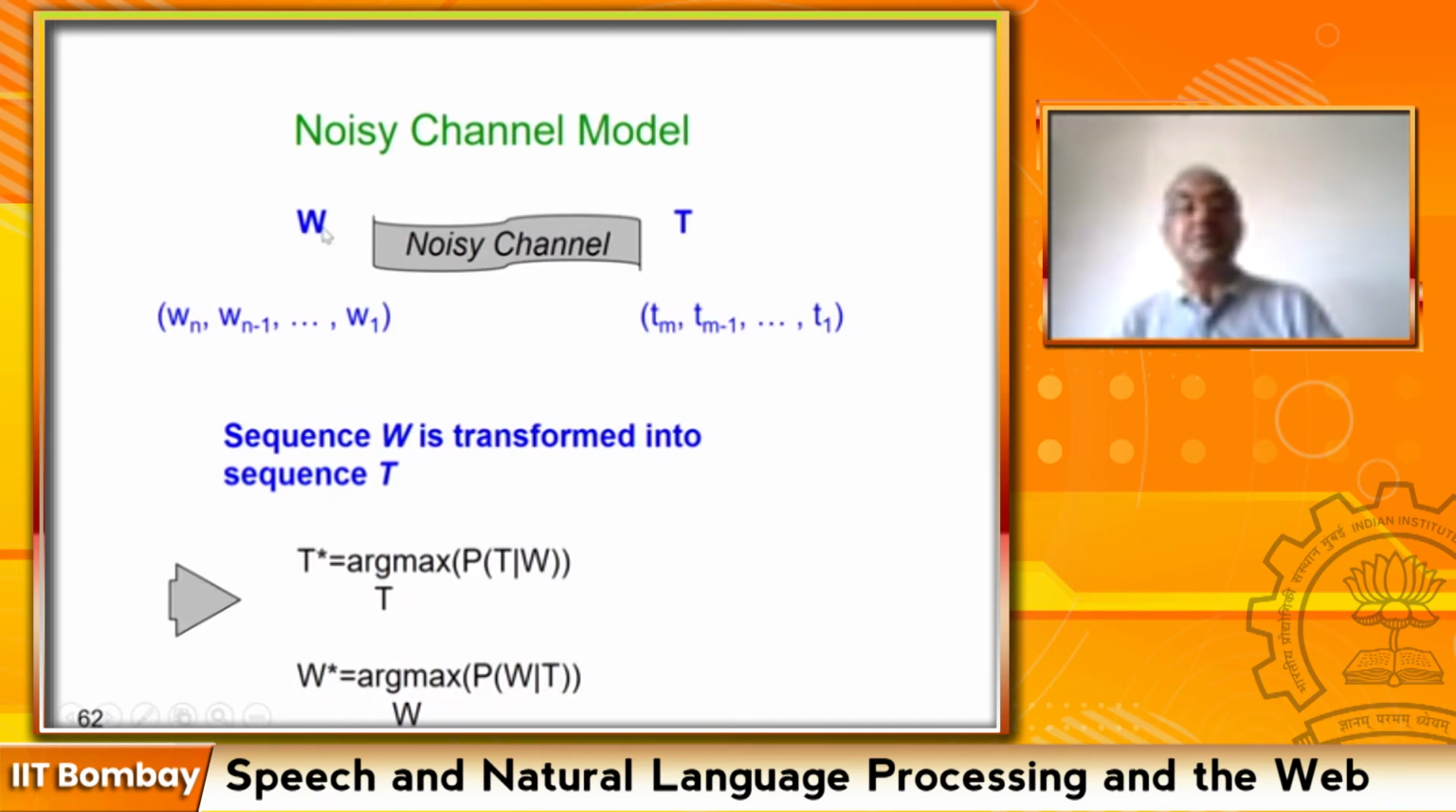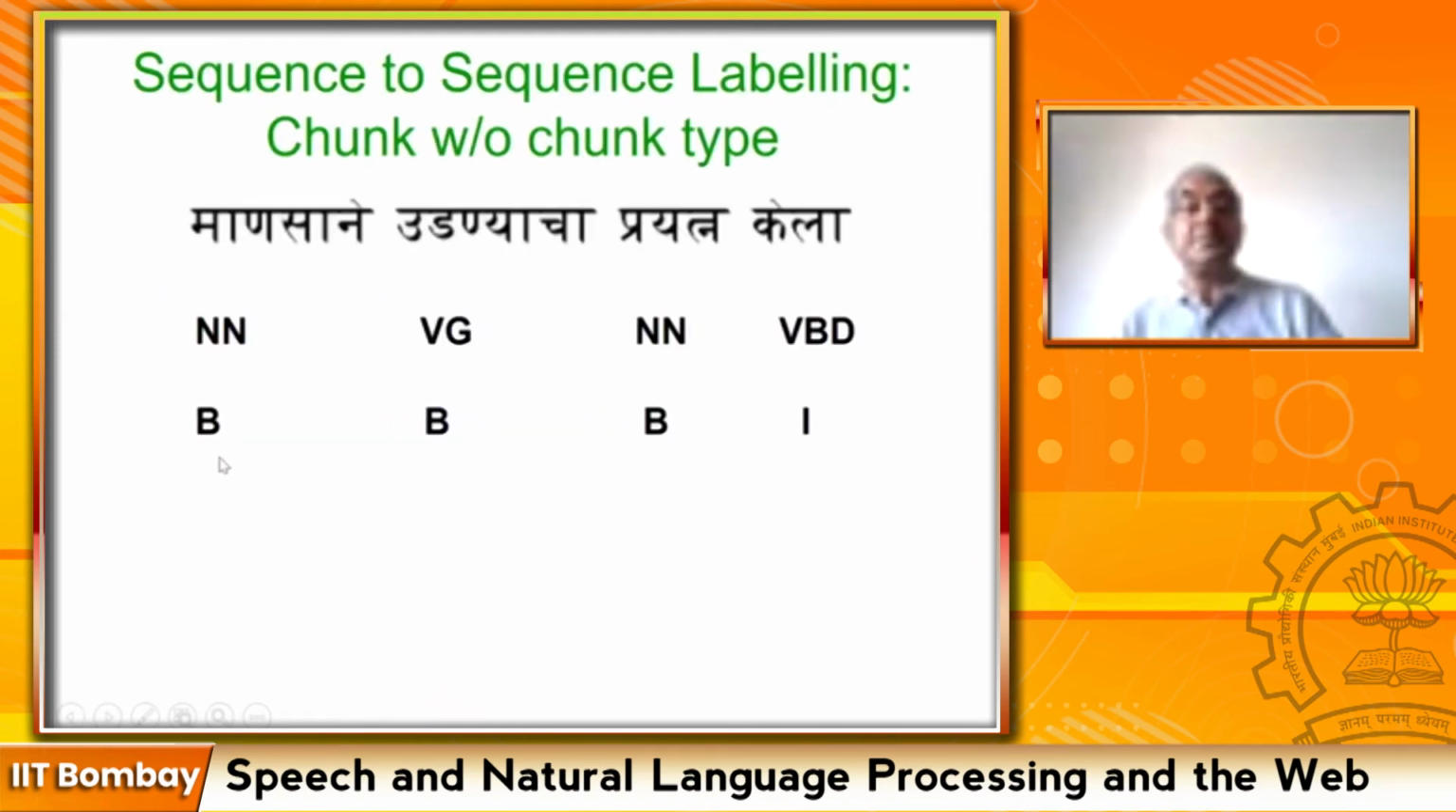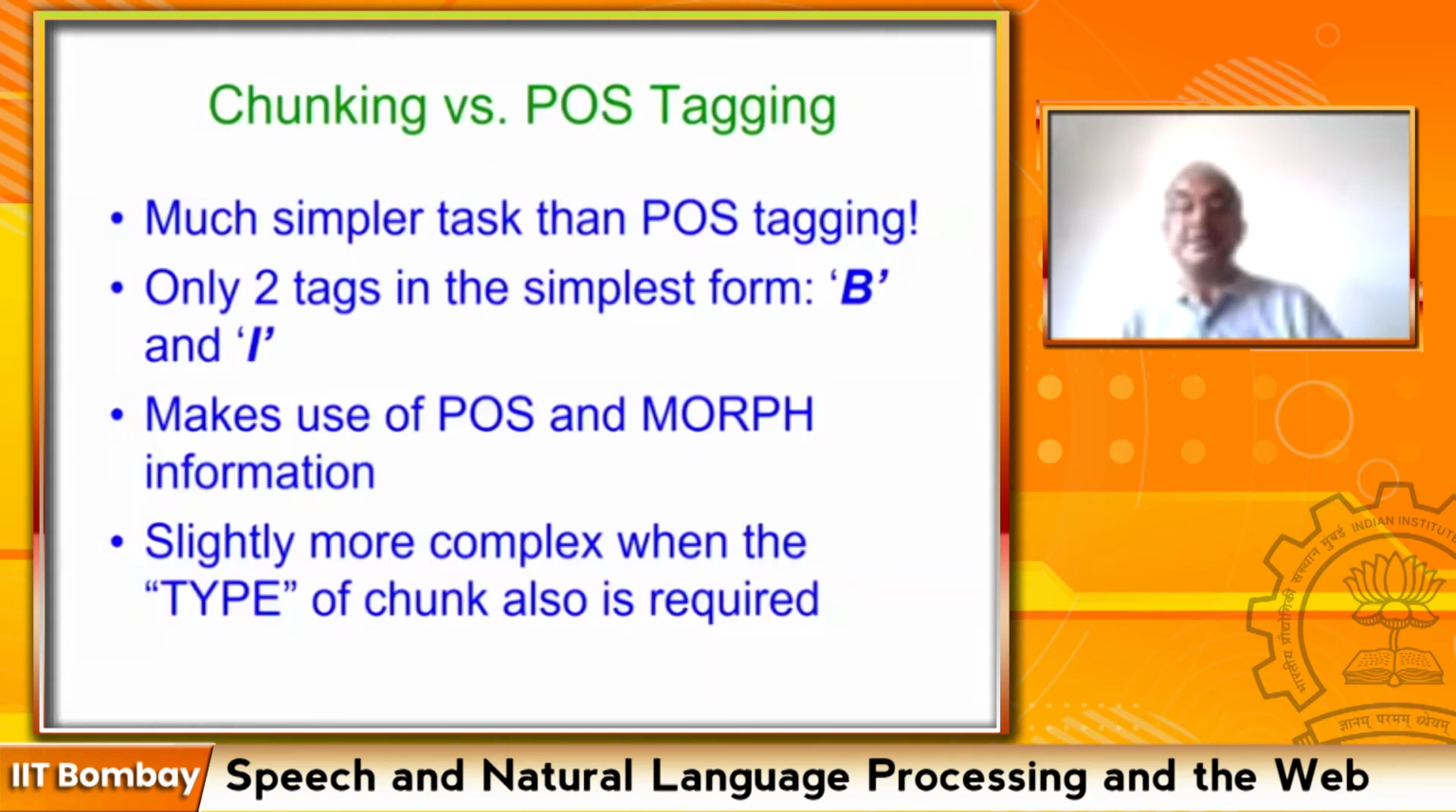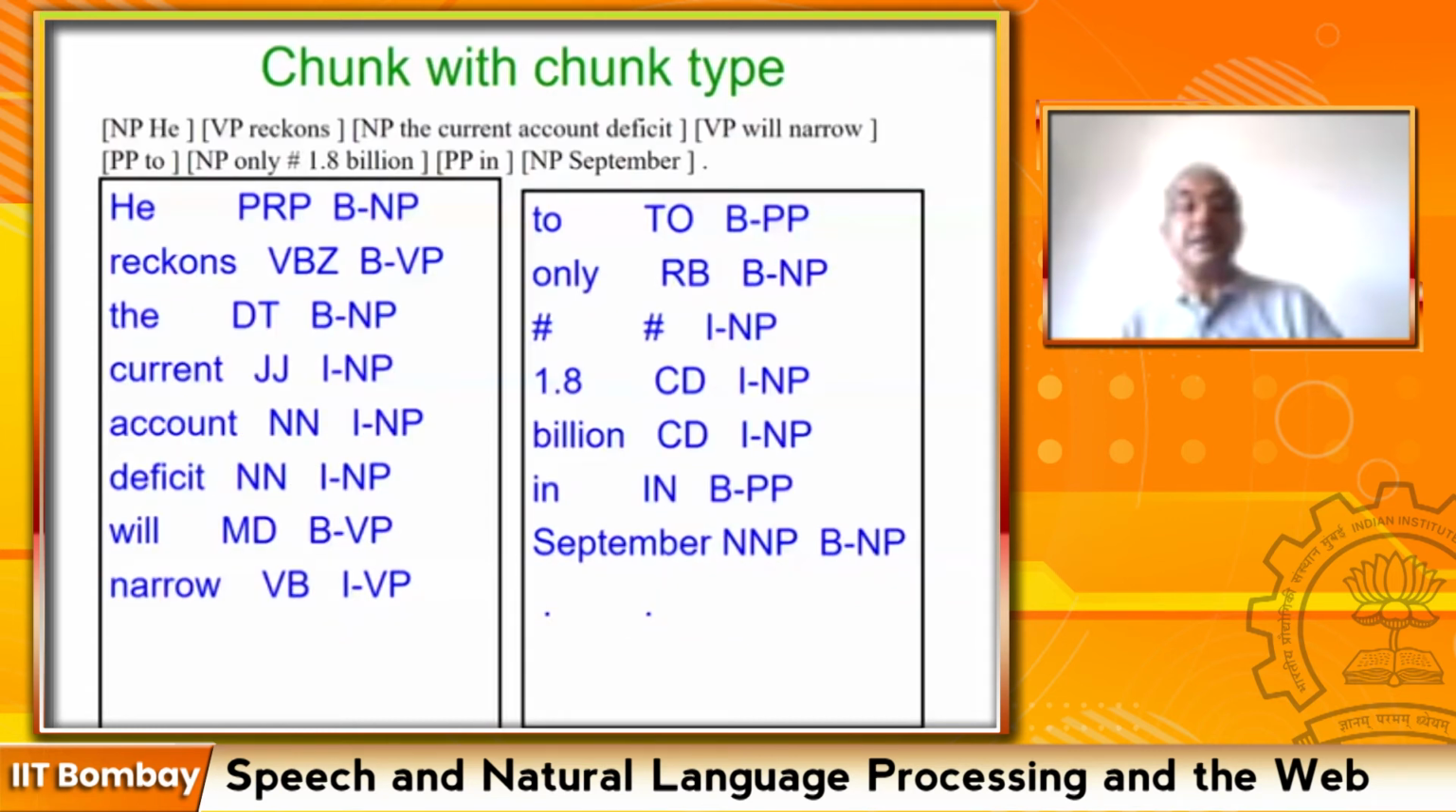So input is a string of words, output is a string of labels. In our case, the output is a string of chunk labels, and there are only two labels, B and I. So in this Marathi sentence, part of speech tagging has been done, and we get B, B, B, I. So there are 3 chunks here, 2 of single word, and the last chunk is of 2 words. So it is a much simpler task, which you have remarked before. And the first level of chunking is only B and I. After that, we give the type of chunk. Is it a noun chunk, verb chunk, preposition chunk?